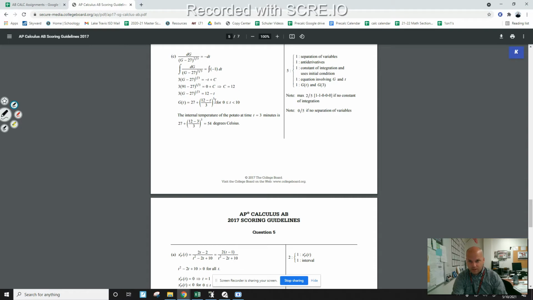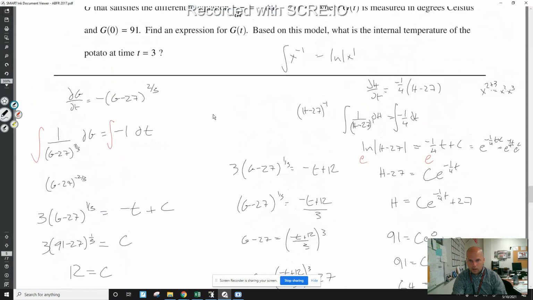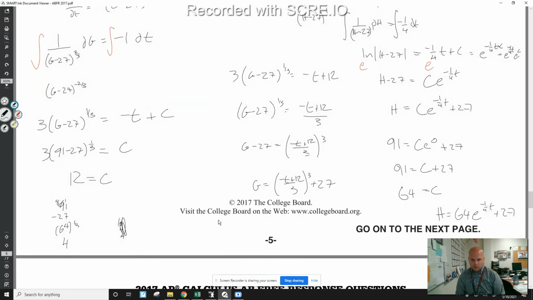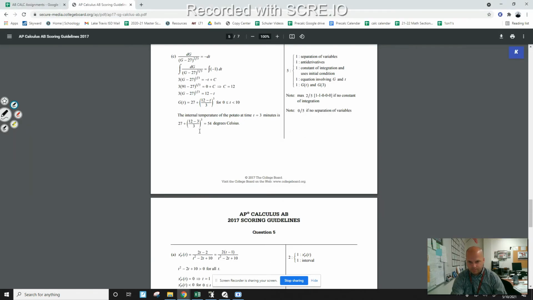12 minus t is the same thing. And then, I forgot even the last part. Based on this model, what is the internal temperature of the potato at t equals 3? G of 3 equals 12 minus 3, 9 over 3, 3 cubed plus 27. So it's 27 plus 27, which is 54.